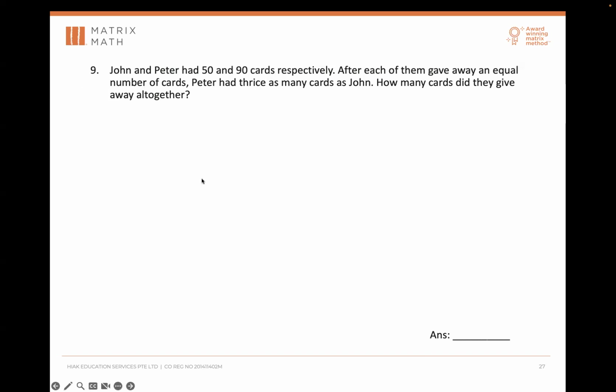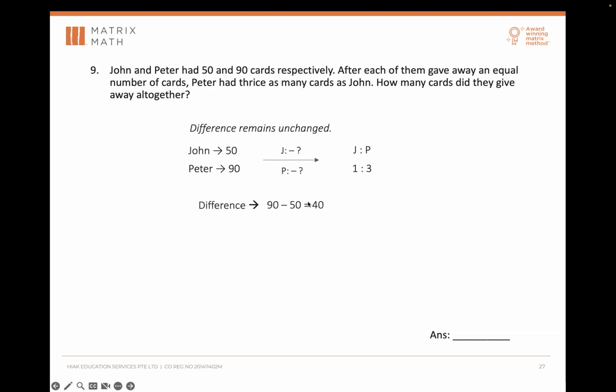After. So the difference between John and Peter after the change, which we do not know, so we put a question mark, will stay the same. So in the end, John to Peter is 1:3. Peter has thrice as many, right? So let's look at the difference. The difference at first is 90 minus 50, 40. The difference in the end is 3 units minus 1 unit, which is 2 units.